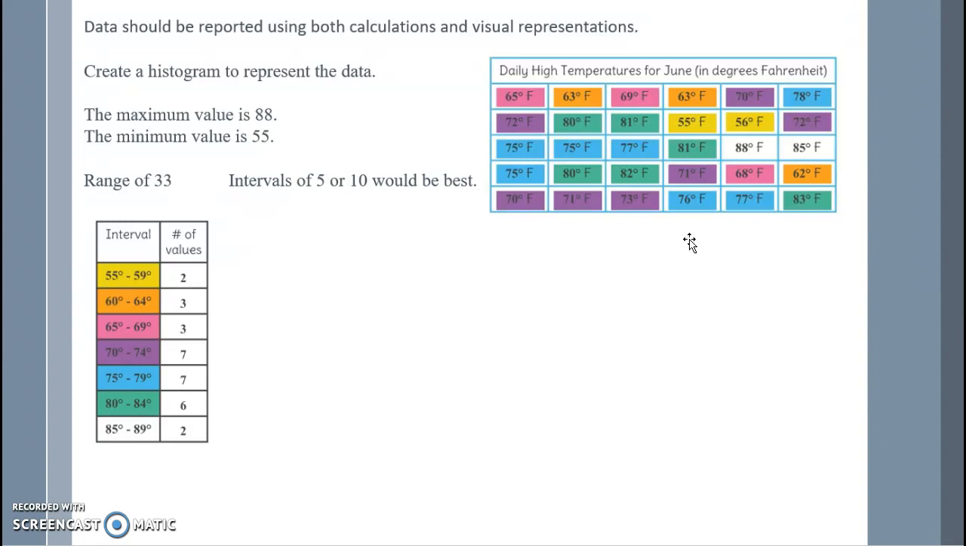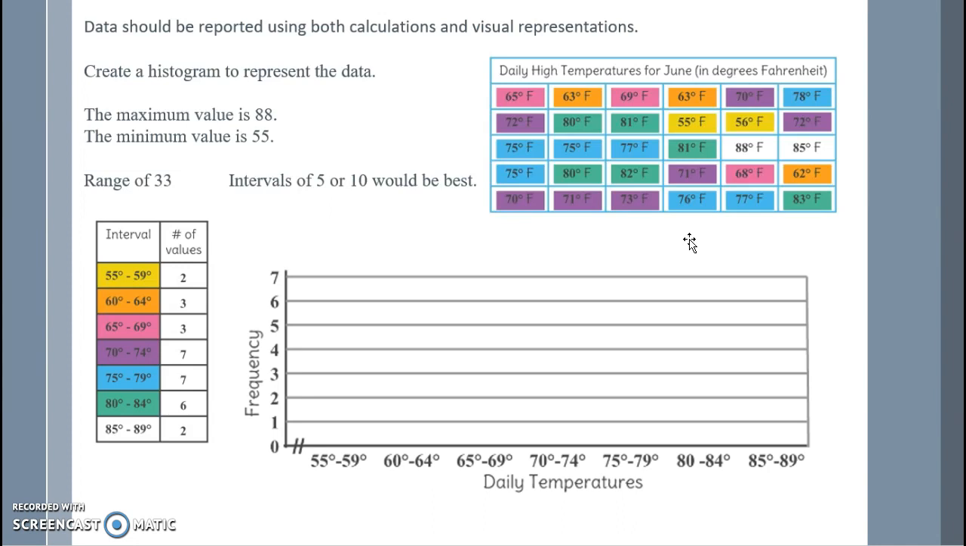And I just converted my chart, and I need to identify how many of those temperatures land in each of the ranges that I chose. Since the minimum value is 55, we start with 55 to 59, 60 to 64, all the way up to 89, since our maximum value is 88, but we're still going by 5s. So I see that there are 2 values of our data in the range from 55 to 59, 3 in the range from 60 to 64, and etc. Now we can draw our chart.